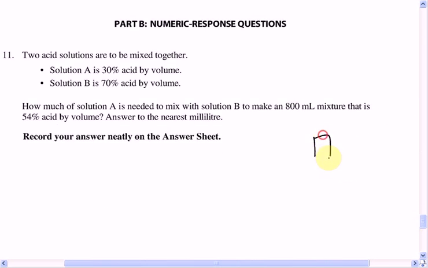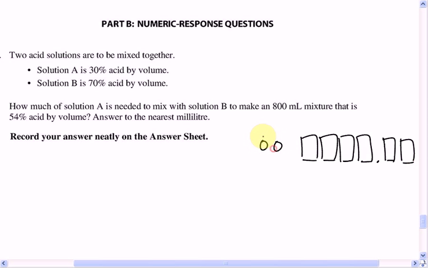Remember those numeric responses? There are these 4 boxes with the decimal, another 2 boxes with the plus minus in front. So in the end, you're going to have to fill in this. So this is a question I believe that we will do from chapter 7. You're mixing 2 solutions. You've got solution A, which is 30% acidic by volume. Solution B is 70%. And you're going to try to put together an 800 milliliter mixture that is 54% acid by volume. By the way, this is what your science teachers do in chemistry when they mix those chemicals for you guys to use.